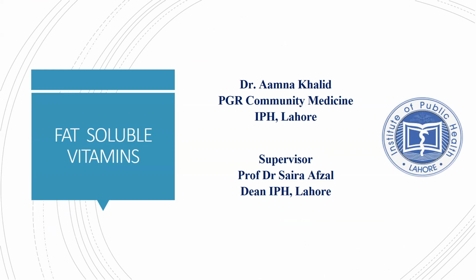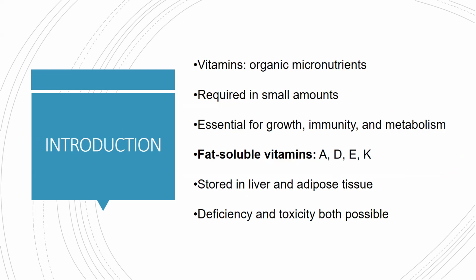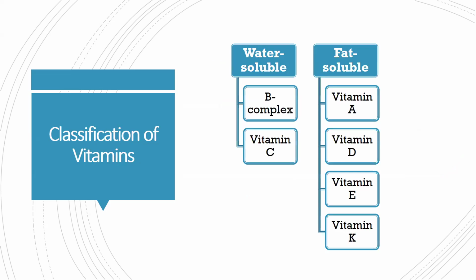As I said, the fat-soluble vitamins is the topic. So the learning objectives will be we will go through the detail of each of them. So vitamins are organic micronutrients. They are required in small amounts. They are essential for growth, immunity, and metabolism. The fat-soluble vitamins will include vitamin A, D, E, and K. These are basically stored in liver and adipose tissue. Their deficiency and toxicity both are possible.